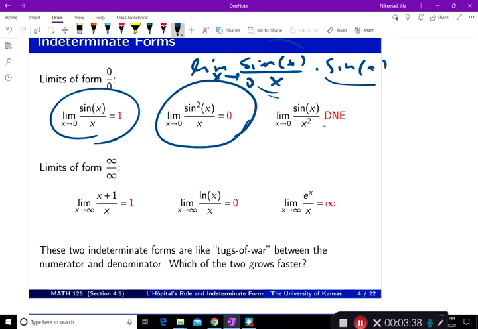This one, the limit of sine of x over x squared, if I do the separation, is sine of x over x times 1 over x, and the limit doesn't exist. For limits of infinity over infinity, this one we know from pre-calculus: polynomials of the same degree in the numerator and the denominator, as x goes to infinity, give me the ratio of the coefficients, which here is 1 over 1.